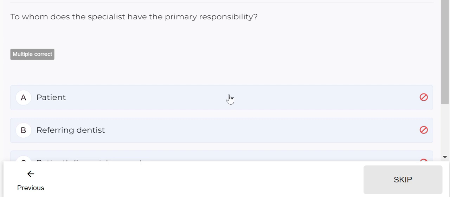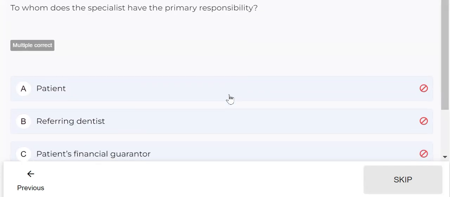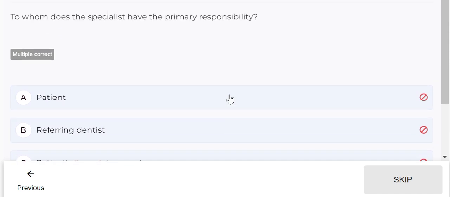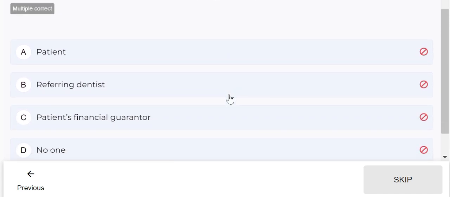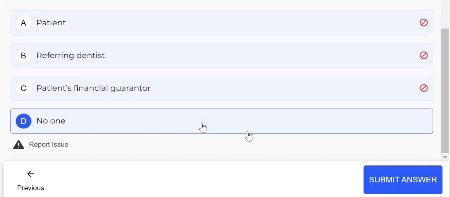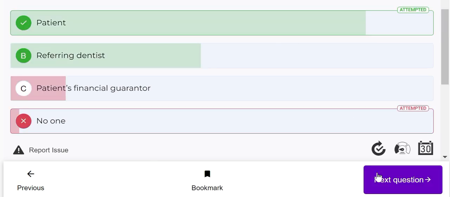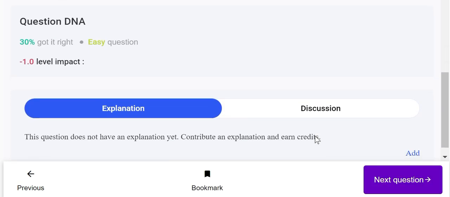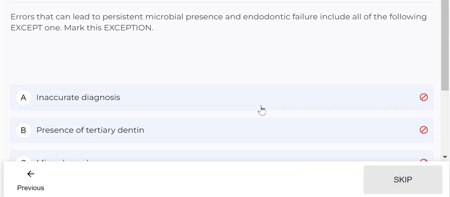To whom does the specialist have the primary responsibility? The specialists have the primary responsibility to no one, or the patient only, or the patient and the referring dentist.